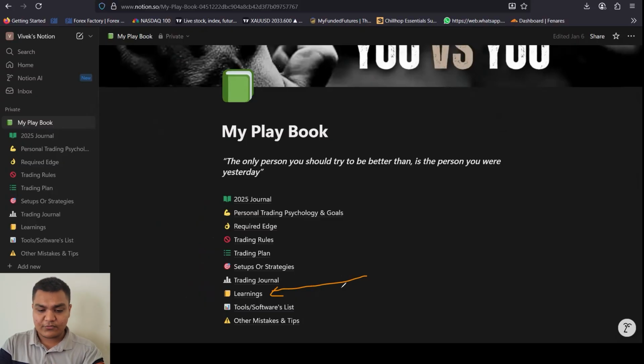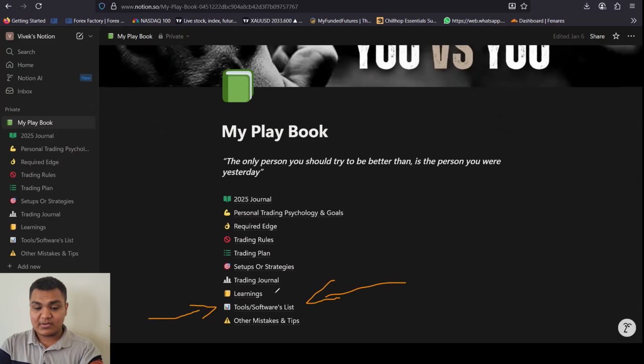Then it comes to software and tools. Here you can see the software which I'm currently using to build my edge and to follow my edge, and also software which I'm going to purchase in future, as well as premium software I plan to purchase to help me continue and improve my edge. Another section is mistakes and tips, where you can add notes for yourself, like okay, I made this mistake, these things were wrong, we need to improve. So this is my playbook which I designed for myself.